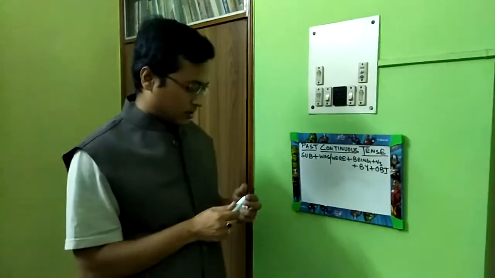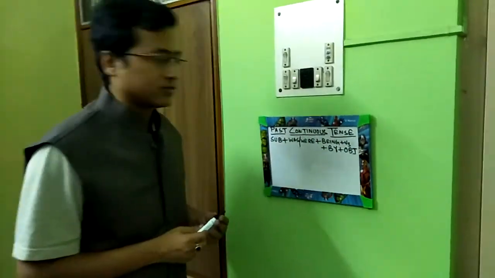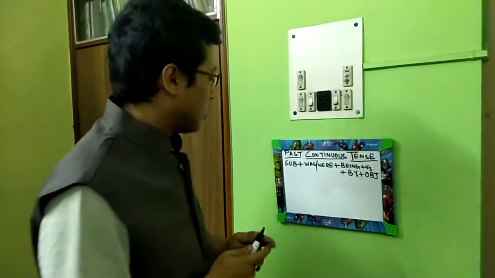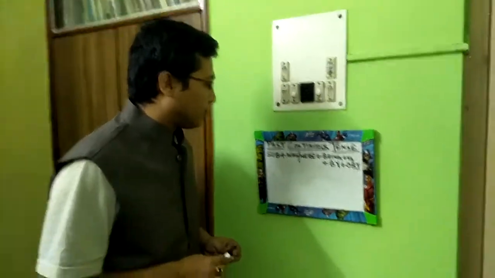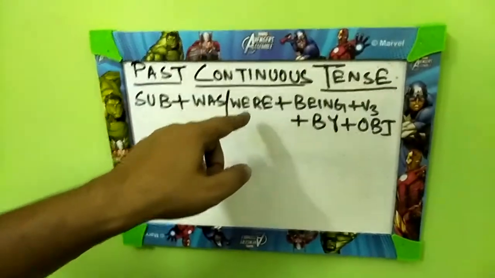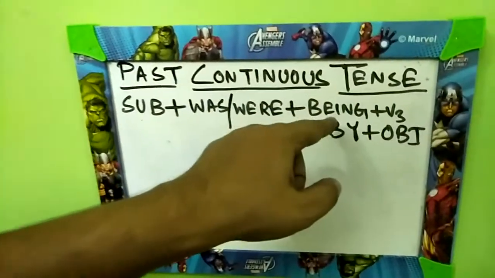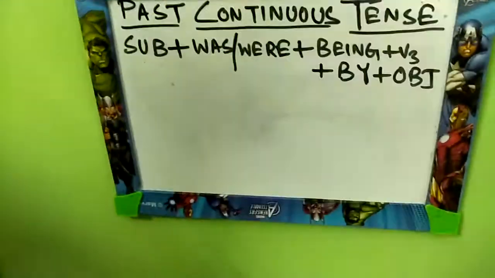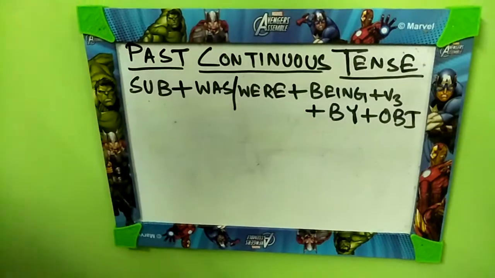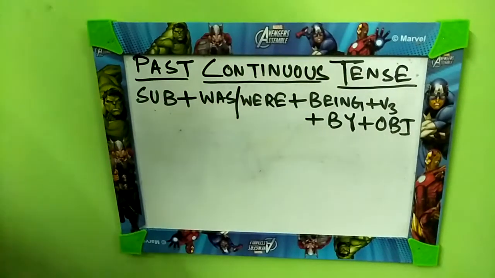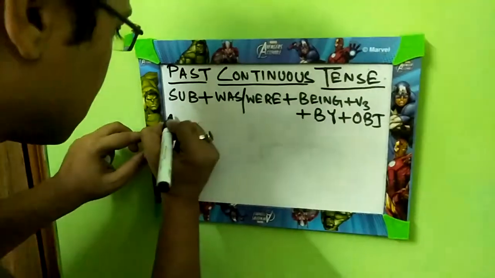Now, if the sentence is in past continuous tense, then how to change the voice from active to passive? Look at the formula. Subject plus was/were plus being plus V3 plus by plus object. This is how we arrange the sentence in passive voice if the sentence is in past continuous tense. So let's write the example here.